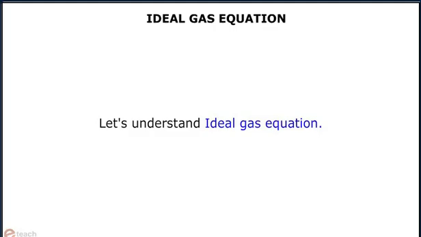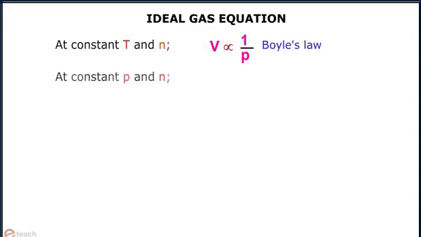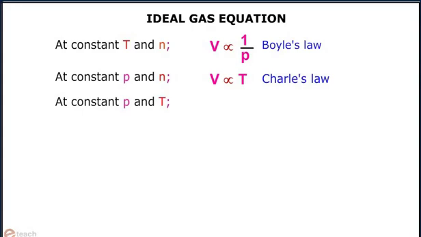Understand the ideal gas equation. At constant T and n, V is directly proportional to 1 by P. This is given by Boyle's law. At constant P and n, V is directly proportional to T. This is given by Charles' law. At constant P and T, V is directly proportional to n. This is given by Avogadro's law.